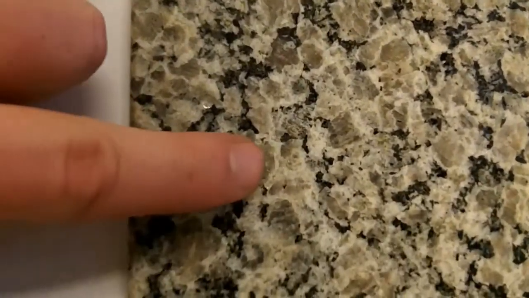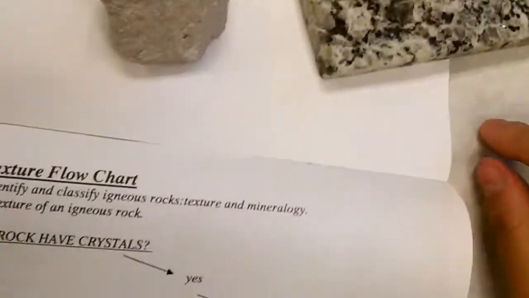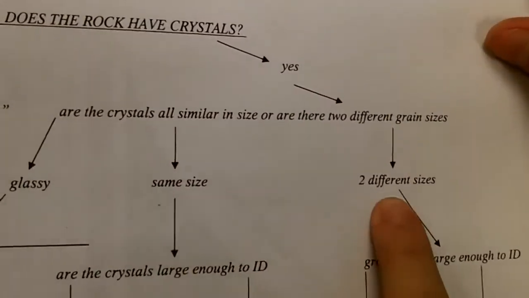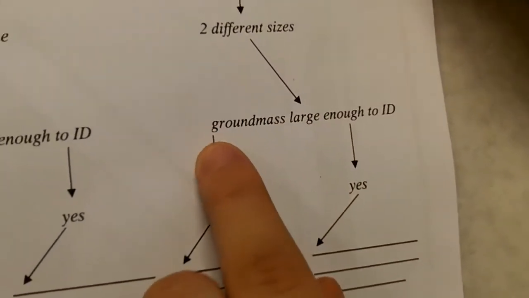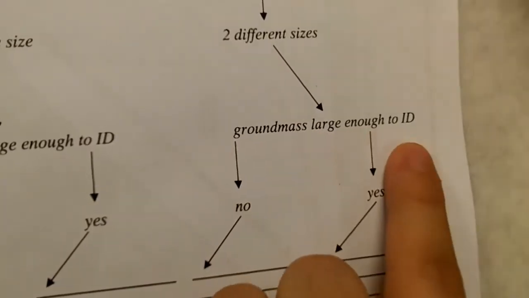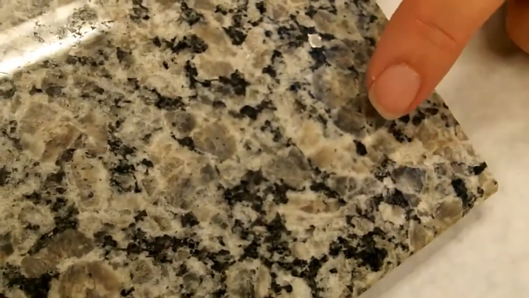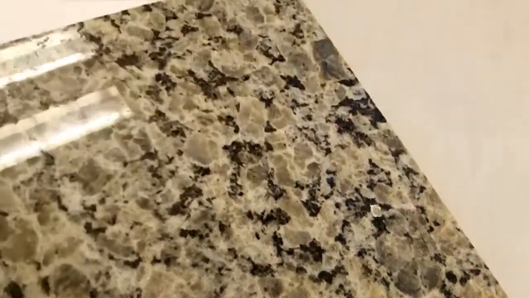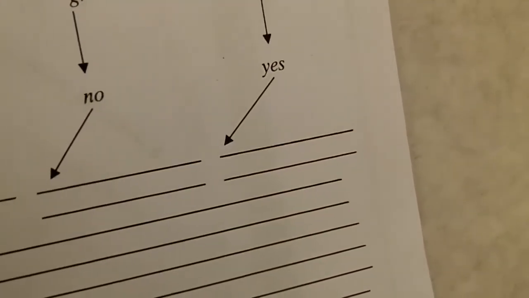Jasmine, you agree? Yeah. Okay. Where do we go next? Yeah, two different sizes. Yep. Two different sizes. Okay. Then? Ground mass large enough to identify. Okay. So is it large enough to identify? So we're talking now about the black crystals, the white crystals, the ones that are surrounding the larger gray crystals. Are they big enough to see? Yeah. I think so too. All right. So this one would be a texture that we're going to call porphyritic and phaneritic.